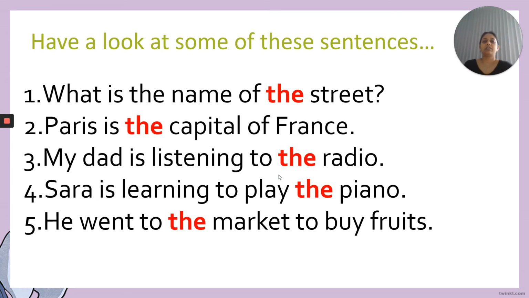And I've got some examples of sentences in which the article the has been used. Let's have a look. The first one. What is the name of the street? Now, I'm not talking about all of the streets in London. I'm talking about a specific street, probably down in your lane, or maybe the street that you take to school. I'm talking about that specific street, which is why I have used the.